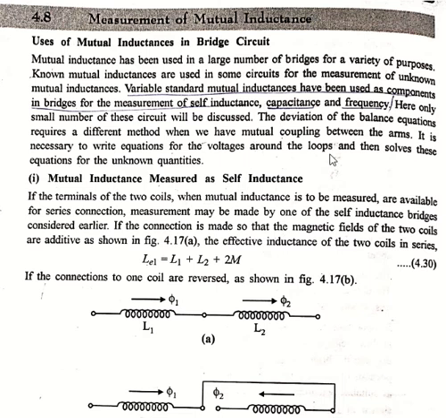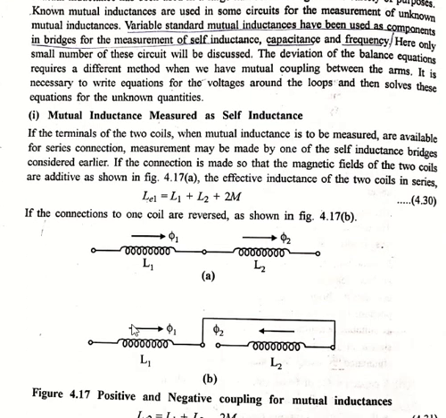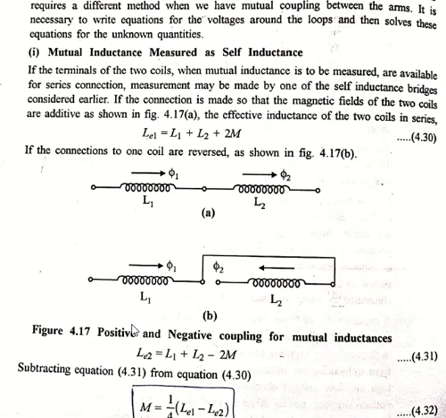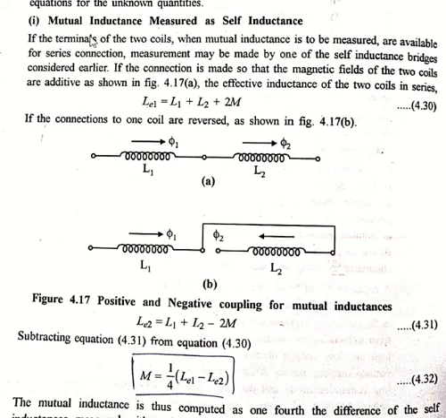The derivation of the balance equation requires a different method when we have mutual coupling between the arms. So we have a different kind of method for finding a mutual inductance. The simplest method of finding a mutual inductance is by connection of a coil. Here mutual inductance is measured in terms of self-inductance.